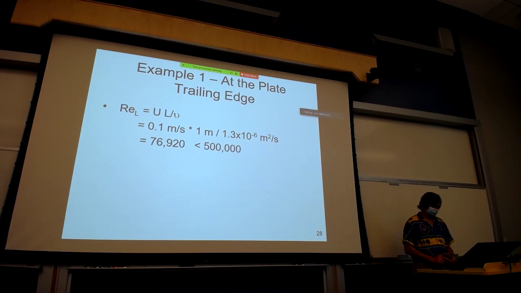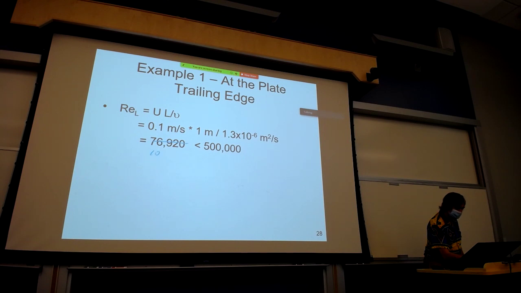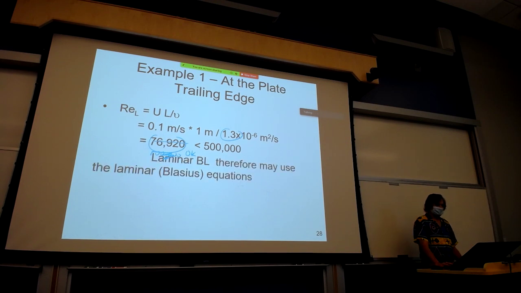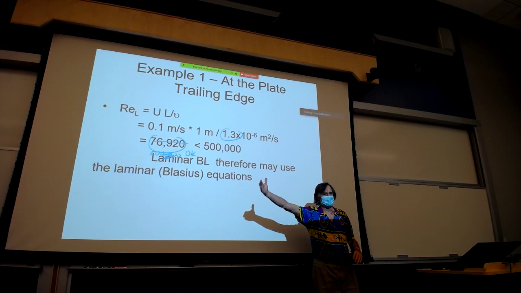Something's wrong. That can't be right. This should be 100,000. Oh, it's okay, I saw that as 1, but it's 1.3. The number's okay. Let's see if I can erase that. Maybe not. All right, this is okay. So, because 76,920 is less than 500,000, you have a laminar boundary layer at the trailing edge.